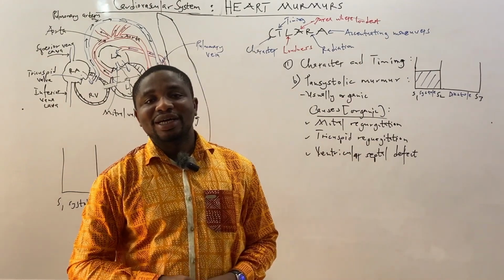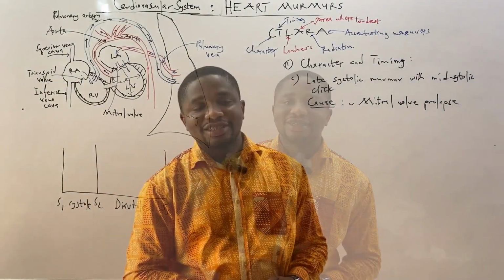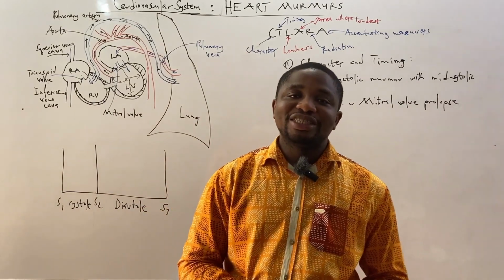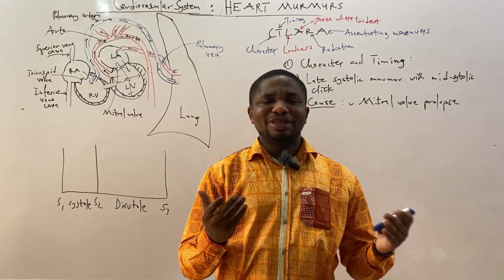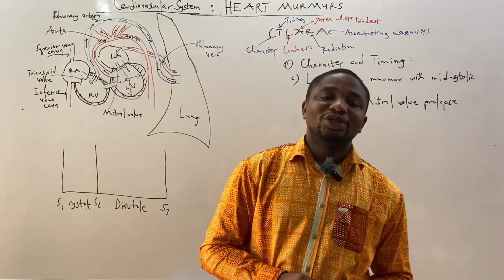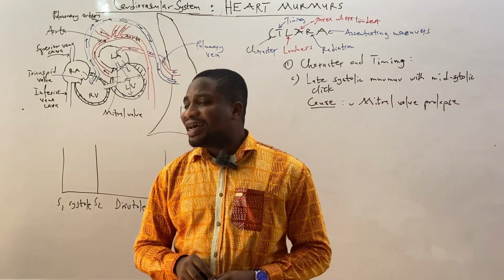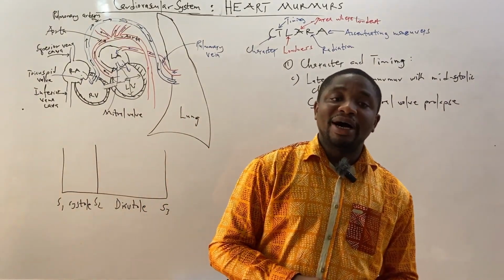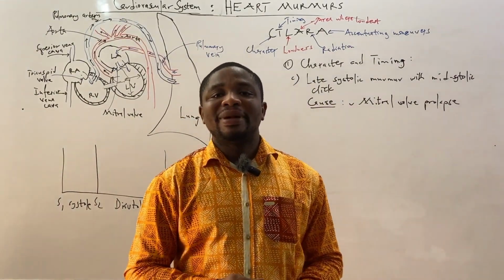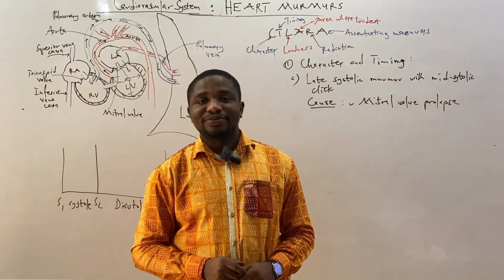Okay. Let's move ahead and look at the other murmurs. Let's look at the next one. That is a late systolic murmur with a mid-systolic click. Simply put, it means that it's going to be happening towards the end of systole, and it will come with a mid-systolic click. This particular murmur is heard in mitral valve prolapse. Let's move on to the next one.